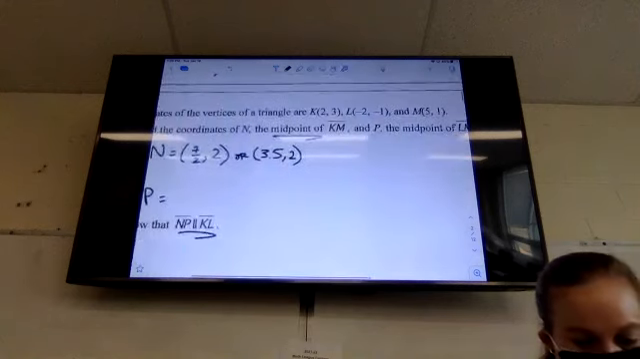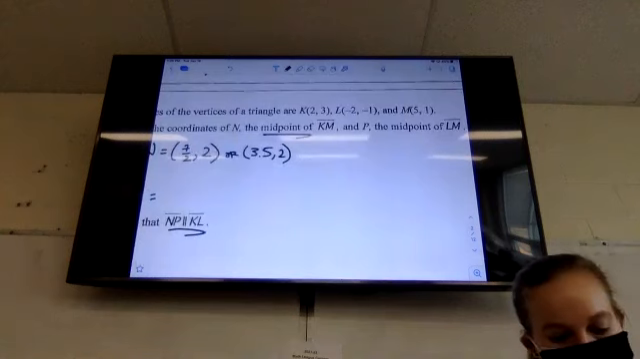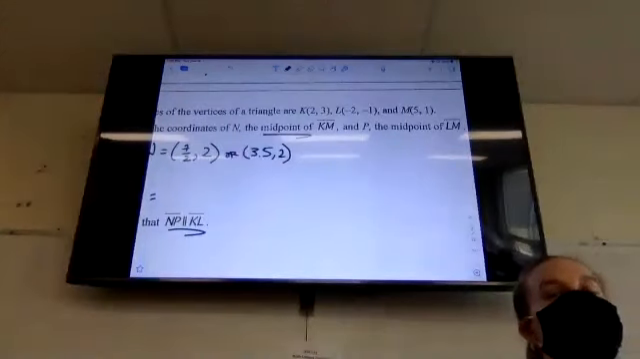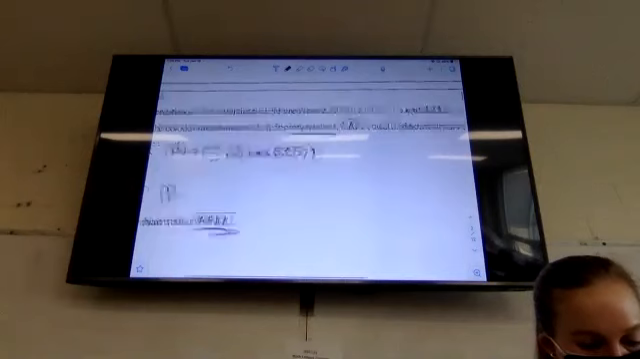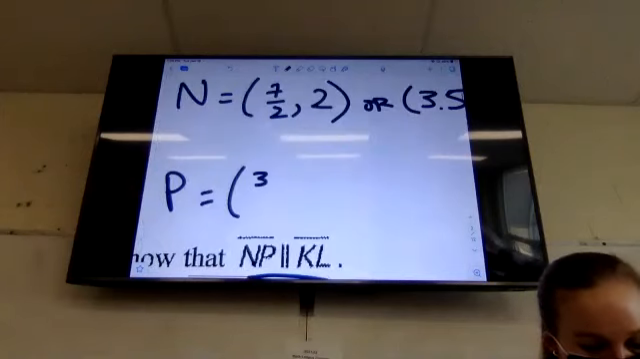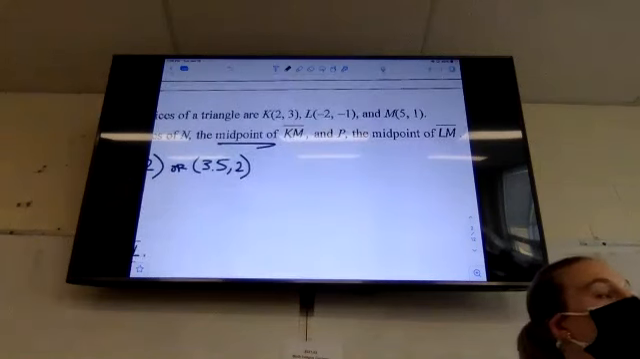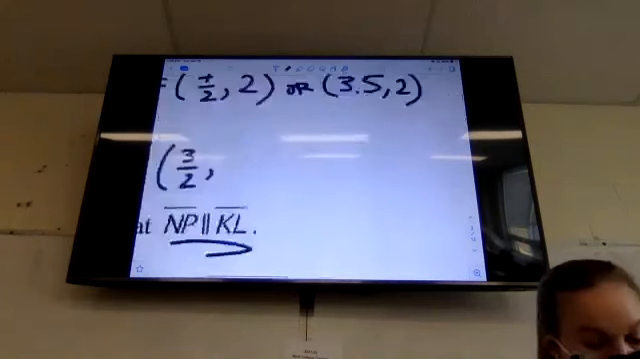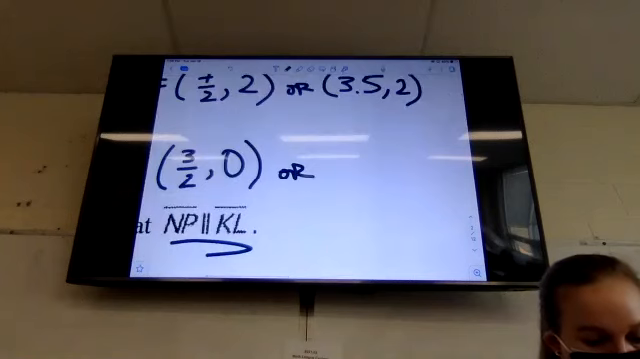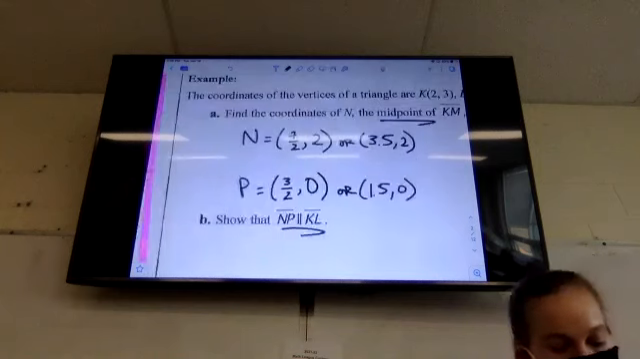Adding the x's, so -2 plus 5 is 3/2. Add up the y's, -1 plus 1. That's 0. You're allowed to get 0. Sometimes we get 0, we panic, and we're like, oh my God, that can't be right. 0 is a legit answer. All right, N and P, we got those.